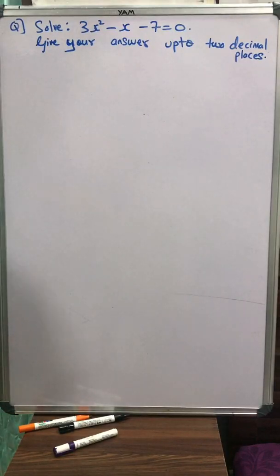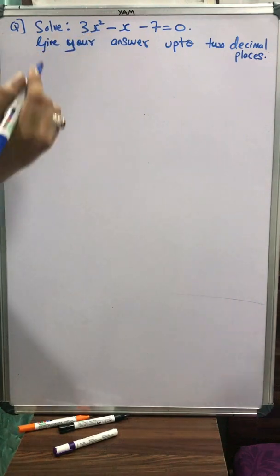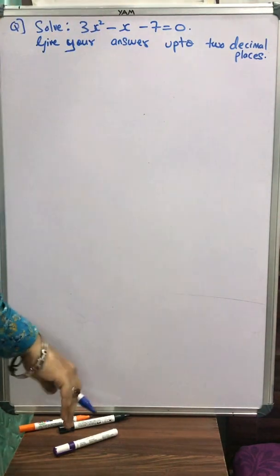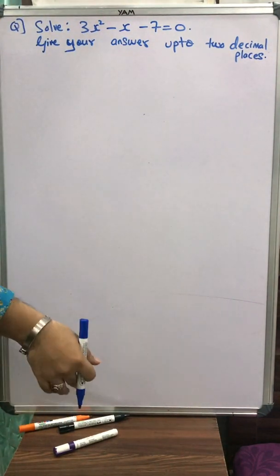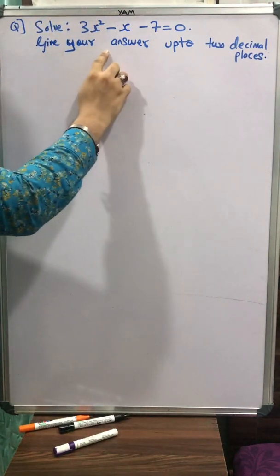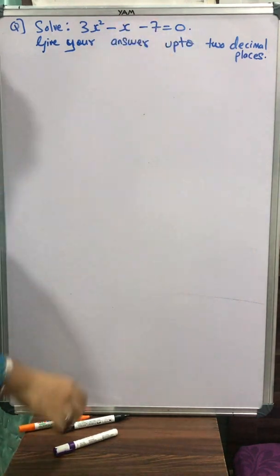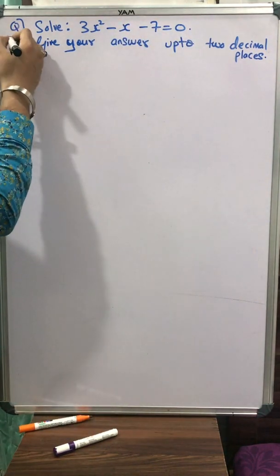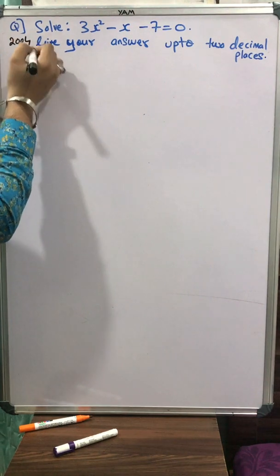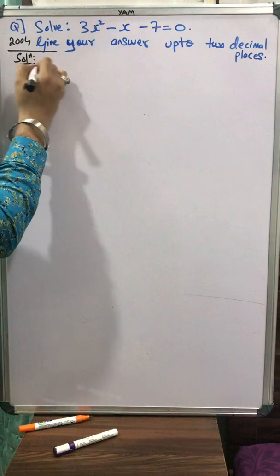Students, the first question is on the board. The question says solve. See, they will not mention by which method to solve. Whenever a quadratic is given to solve, you always have to solve it by the formula method. Give your answer correct up to 2 decimal places. Okay, fine, we'll see that afterwards. For your information, students, this question was asked in the year 2004. Let's start. I'm starting with my solution over here.